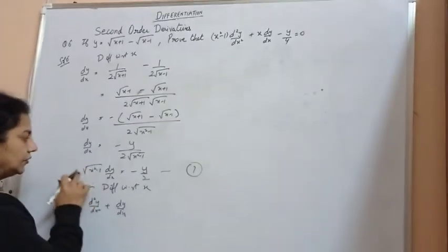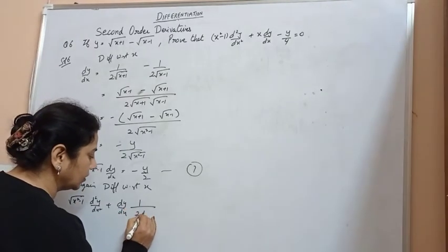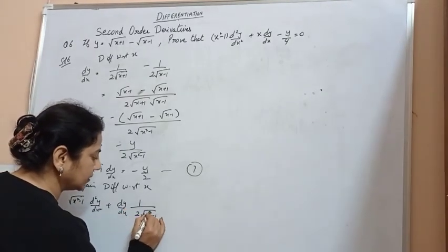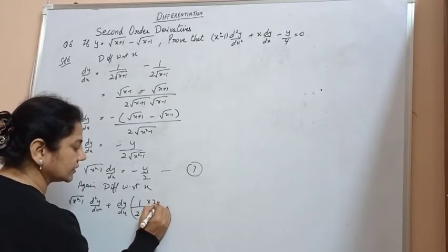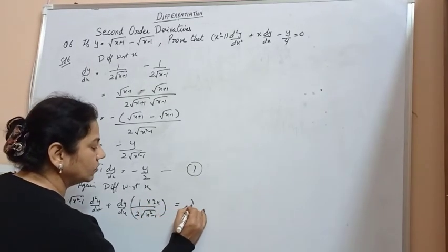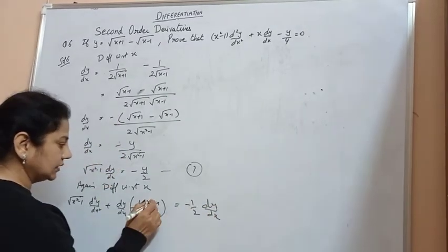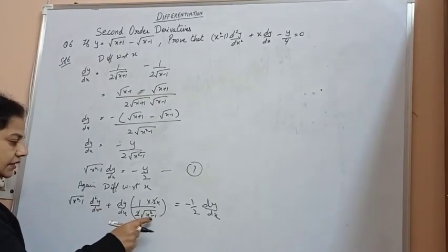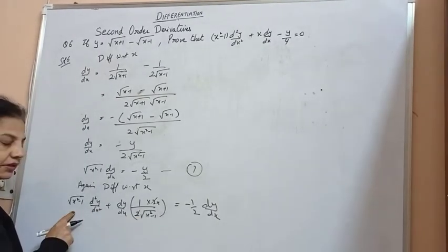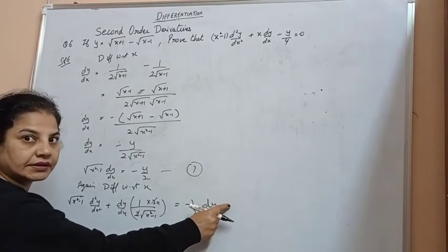by dx into derivative of under root x square minus 1, which is equal to 1 upon 2 under root x square minus 1 into derivative of x square minus 1, which is equal to 2x, is equal to minus half dy by dx. This 2 and this 2 cancel out. I take the LCM. This under root x square minus 1 multiplied by under root x square minus 1, and this under root x square minus 1 multiplied by right hand side also.